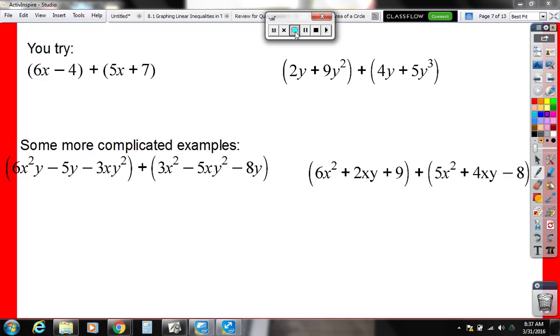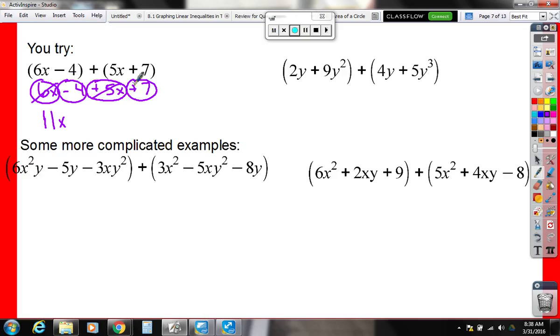Okay, let's take a look at these together. So first, rewriting without parentheses, we have 6x minus 4 plus 5x plus 7. 6x and 5x are like terms, and when I combine them, I end up with 11x. Negative 4 and 7 are like terms. Here we have a negative. We didn't have that in the previous example. 7 minus 4 is 3, so we have 11x plus 3.